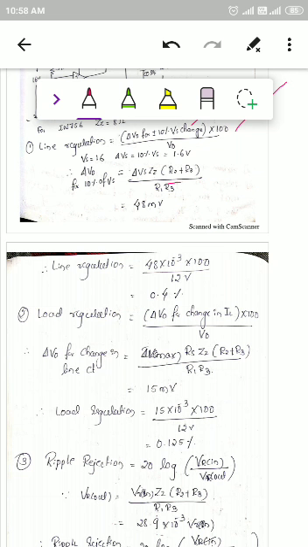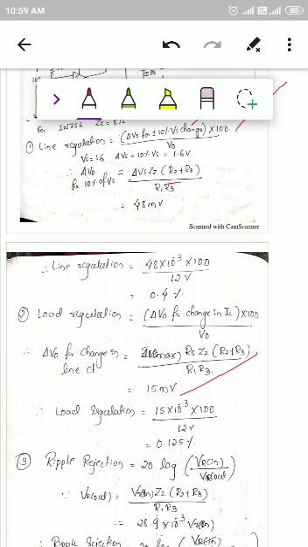Similarly, the load regulation equation is delta V naught for change in IL, the change in the load current, into 100 divided by V naught. So first calculate delta V naught for change in the load current. For that we have a formula: delta V naught for change in load current is IL max into RS into ZZ into bracket of R2 plus R3 divided by R1 R3. Substitute all the values and you will get 15 millivolts.